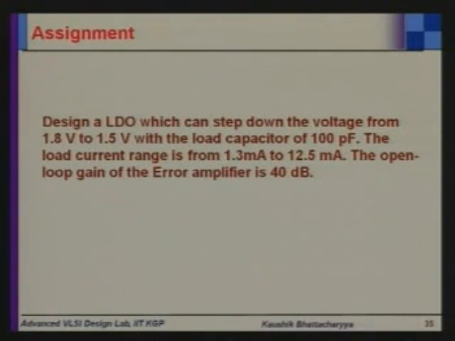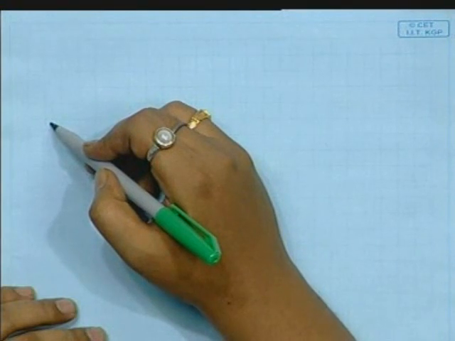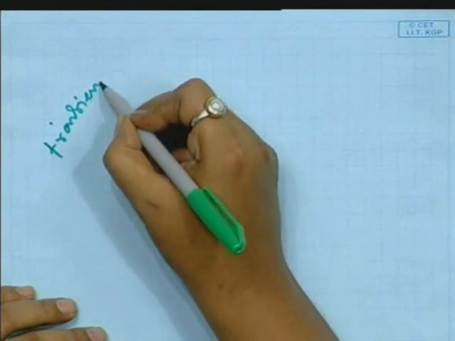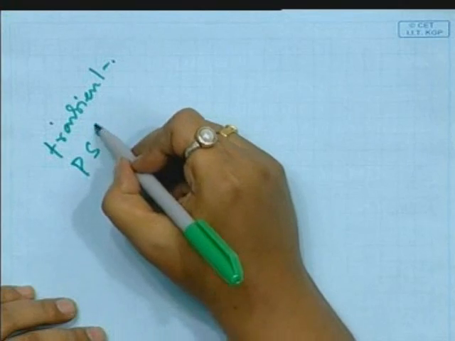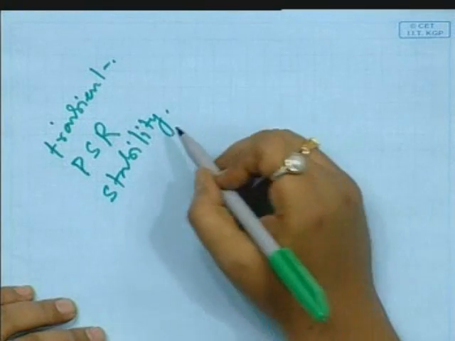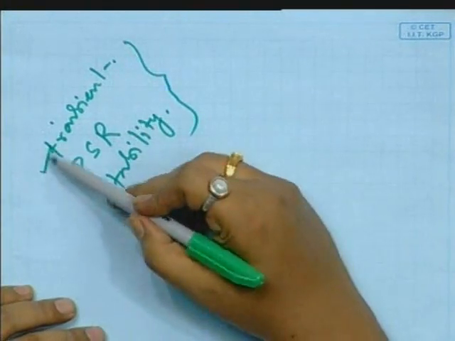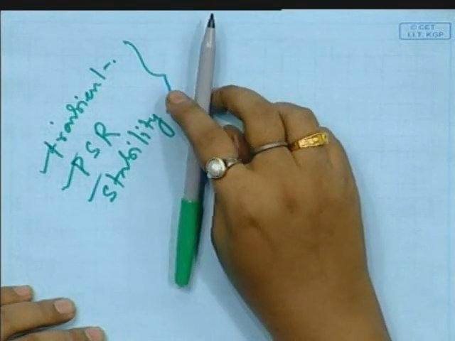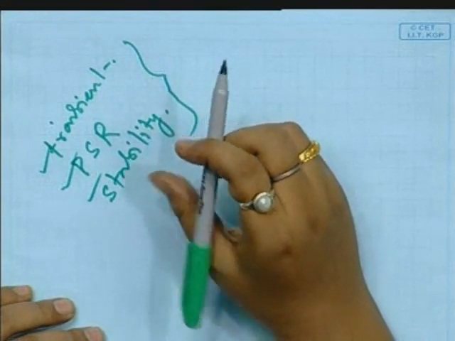Here you have to concentrate on both AC response, that is small signal phenomena, and transient response attributes, PSR, as well as stability. These three you have to consider at the time of design. The open loop gain I have given is 40 dB. So if you are using 0.18 micron technology, then obviously a single stage amplifier, I think differential amplifier can do that particular job.